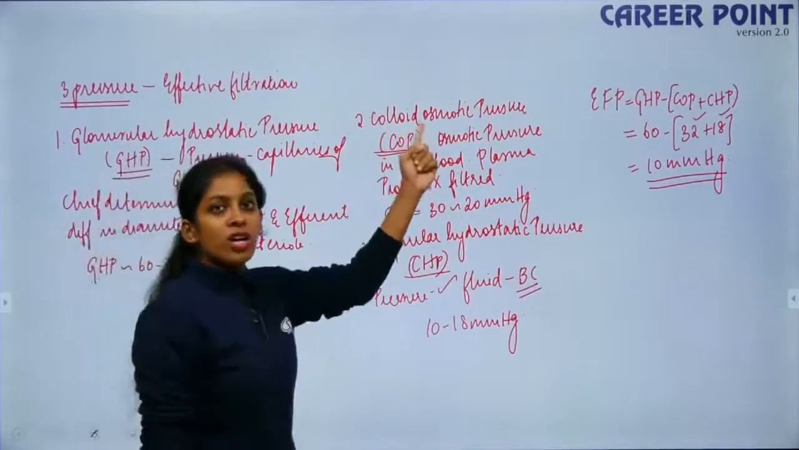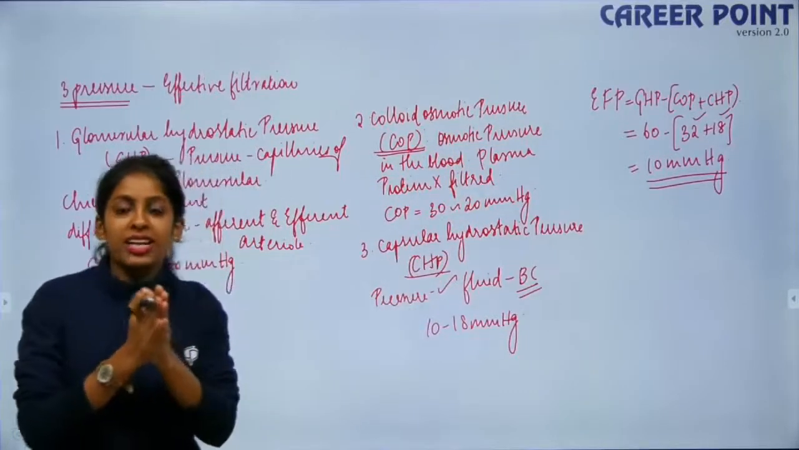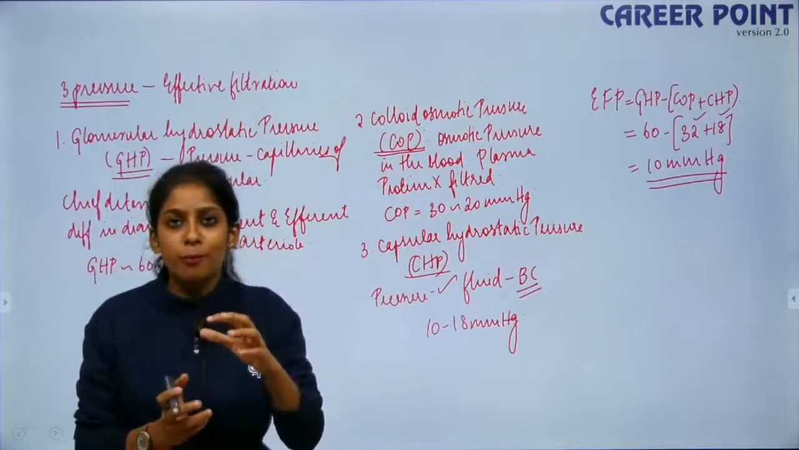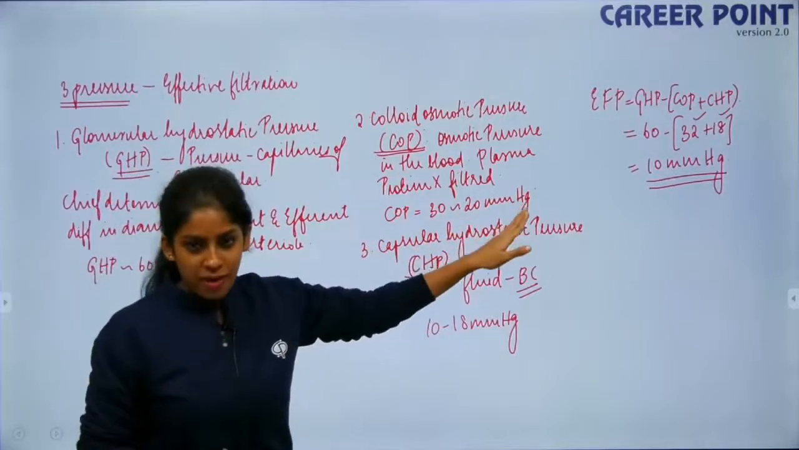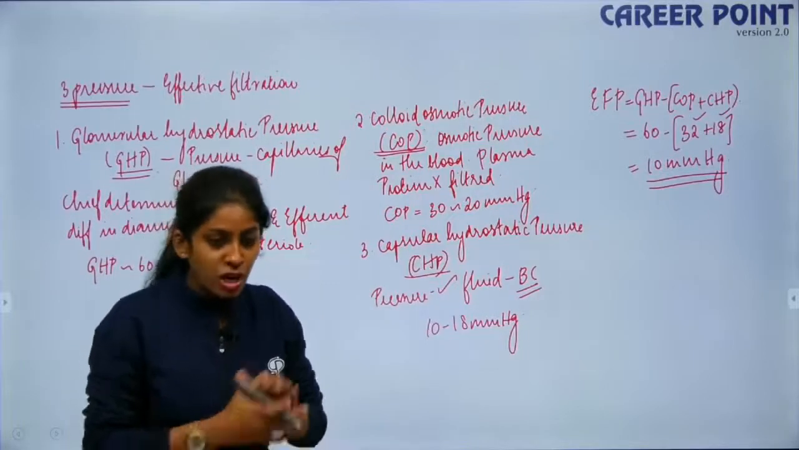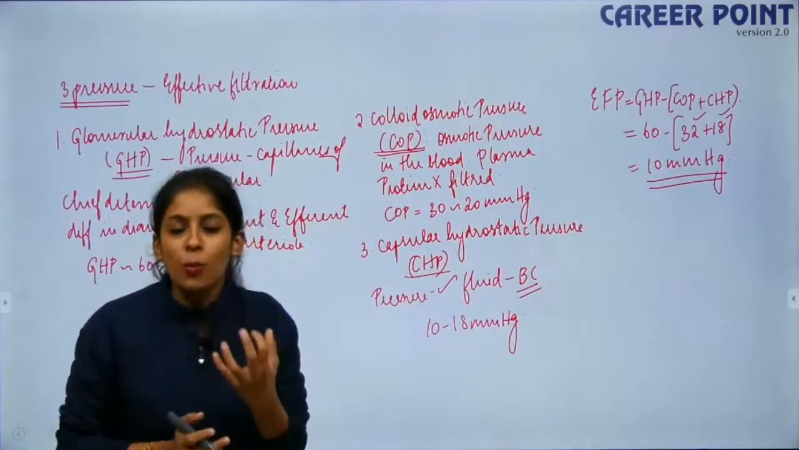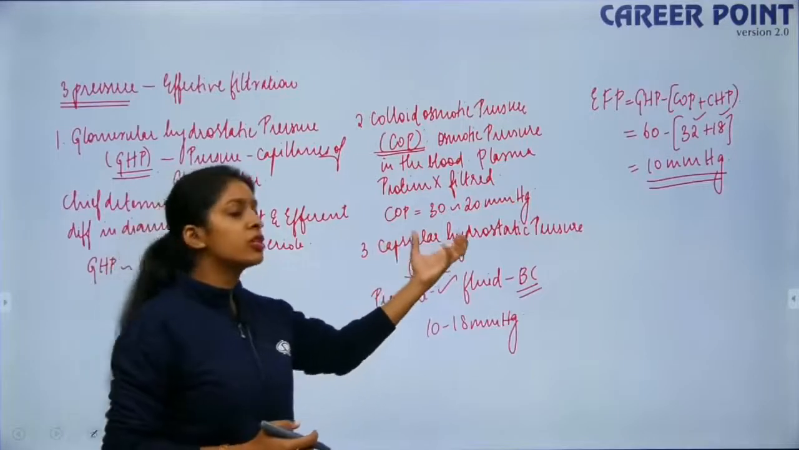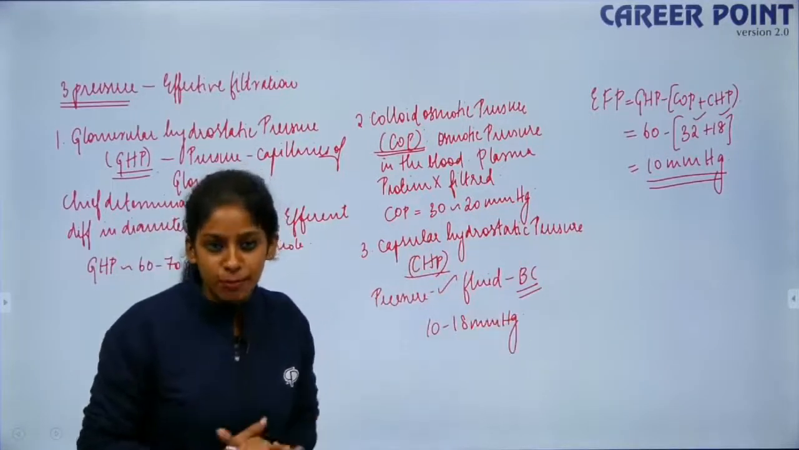The next one is colloidal osmotic pressure. That is the osmotic pressure created in the blood vessels, which is why the plasma proteins do not get filtered. Here the value is 20 to 30 mmHg. Then the last one is capsular hydrostatic pressure. You have the filtrate coming out of Bowman's capsule, the glomerular filtrate. The pressure in the glomerular filtrate is your capsular hydrostatic pressure. The value of this is 10 to 18 mmHg.